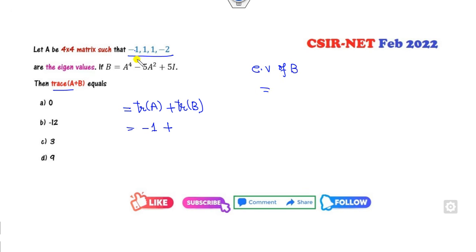If you substitute minus 1, plus 1 is the eigenvalue. If you substitute 1, again it's plus 1. If you substitute 1, again it's 1. If you substitute minus 2, it's 16 minus 20 plus 5, which is 1. So the eigenvalues are all 1, and the trace will be 4. So 3 is the right answer.